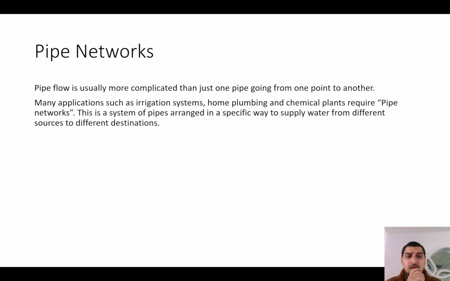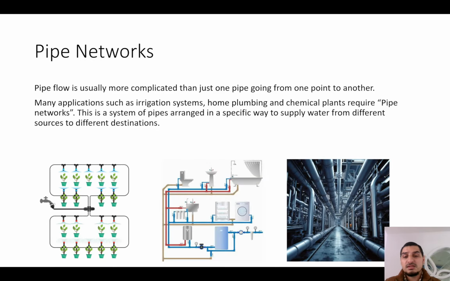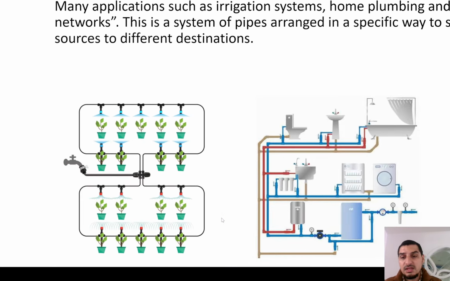So the flow has only one path to go through. While in pipe networks, which by the way are more common than normal single pipe flow, the flow is going from one point and spread or distributed to different points, or it's coming from different points and draining in one point. There are many examples of this, and one example is the irrigation systems.